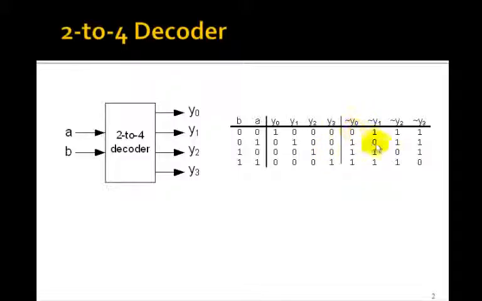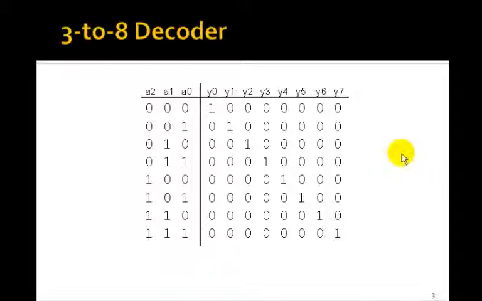Sometimes the outputs are active low, as shown here, in which all the outputs are 1 except the one which selects the input. So the output decodes the input. You can tell what the input is by just looking at which of the outputs is 1.